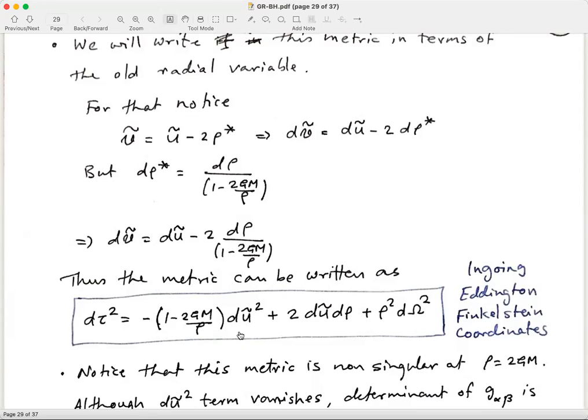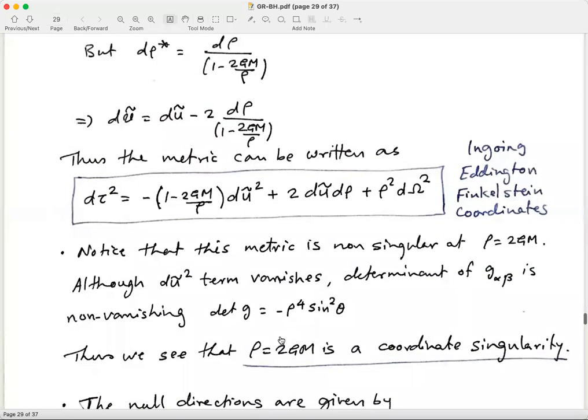Why? Because when you are trying to determine the determinant of the metric, the determinant doesn't involve this term at all. It always involves the du tilde d rho and d omega squared pieces, and nothing special happens to those. In fact, if you take rho to be fixed, then the determinant is constant and finite. Otherwise, it is a rho dependent quantity, but nothing special happens at rho equals 2GM.